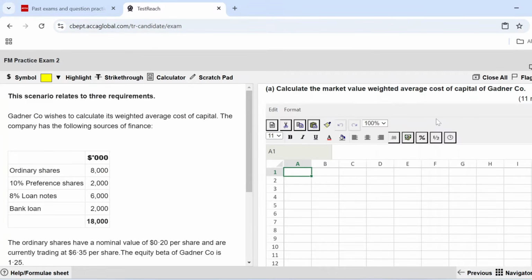This is Tushita Gupta, ACCA affiliate, and as you can see in front of your screen today we are going to practice a section C question called Gadner company. The same question is available on your ACCA practice platform, wherein it is the very first question of your section C. So having a quick look at the requirement, I can clearly see that this question wants me to first find out the market value weighted average cost of capital of Gadner company, and this requirement is worth 11 marks.